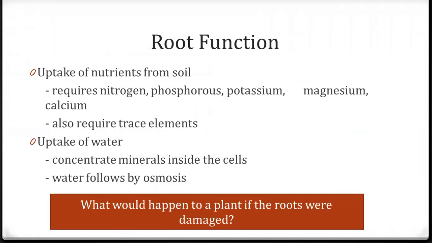Okay, root function is the uptake of nutrients from the soil. All right, now move over to page 9. It requires nitrogen, phosphorus, potassium, magnesium, and calcium, and also some trace elements of other things. It also needs to take in water to concentrate minerals inside the cells, and then water follows by osmosis, which we talked about is a type of passive transport earlier in the year.